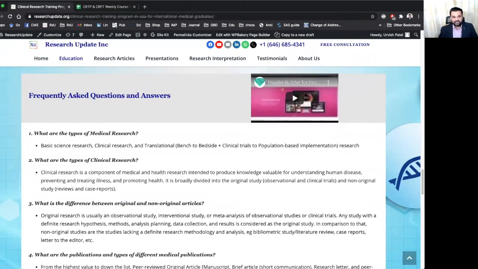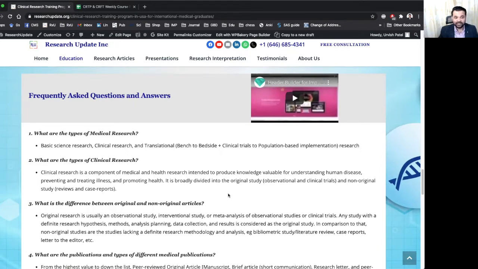So, question number two: what is the difference between original and non-original studies, or original and non-original articles? Original studies or research are usually observational studies or interventional studies or meta-analyses of observational studies and clinical trials. Those three are the main original study types. And again, observational studies are subdivided into retrospective, prospective, and cross-sectional studies.